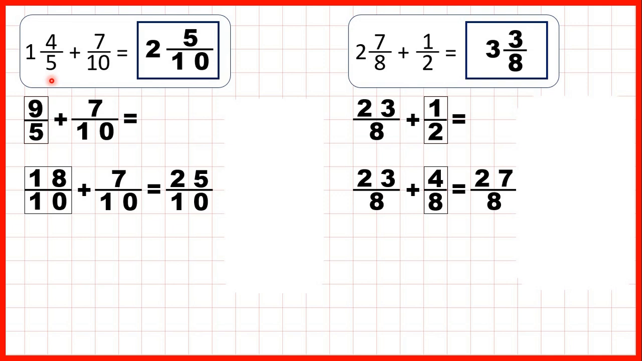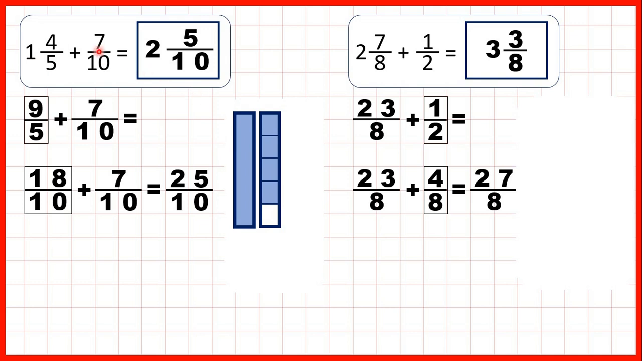So let's think about what we did here. For this first question, we started with 1 4/5, and we were adding 7/10. We changed 1 4/5 into an improper fraction, so into 9/5, but because we were adding tenths, we needed to change those 9/5 into 18/10. When we put that together with the 7/10, we got 25/10, and then we turned that back into a mixed number because 25 divided by 10 is 2 remainder 5, so that's 2 5/10.